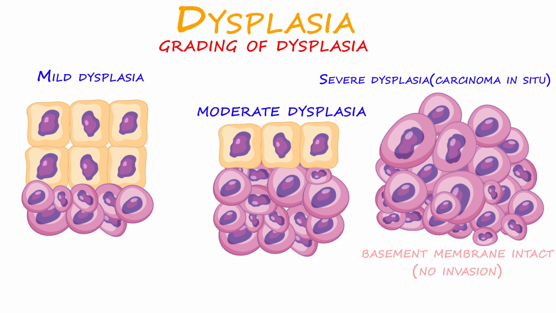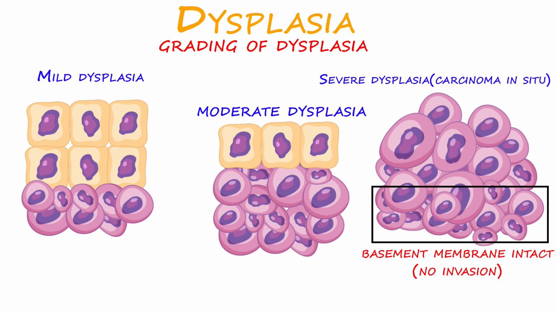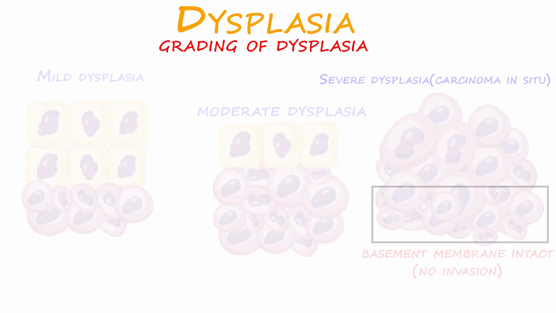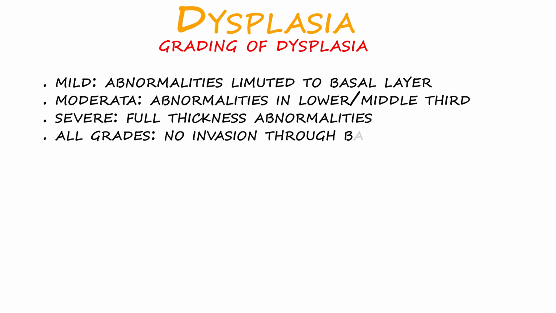A critical distinction in all grades of dysplasia is that despite cellular abnormalities, there is no invasion through the basement membrane. Once cells break through this barrier, the diagnosis changes to invasive carcinoma. To summarize, dysplasia grading reflects the extent of cellular abnormalities within the epithelium, from minimal changes in mild dysplasia to full-thickness involvement in severe dysplasia or carcinoma in situ. Dysplasia is clinically significant due to its potential to progress to invasive cancer.